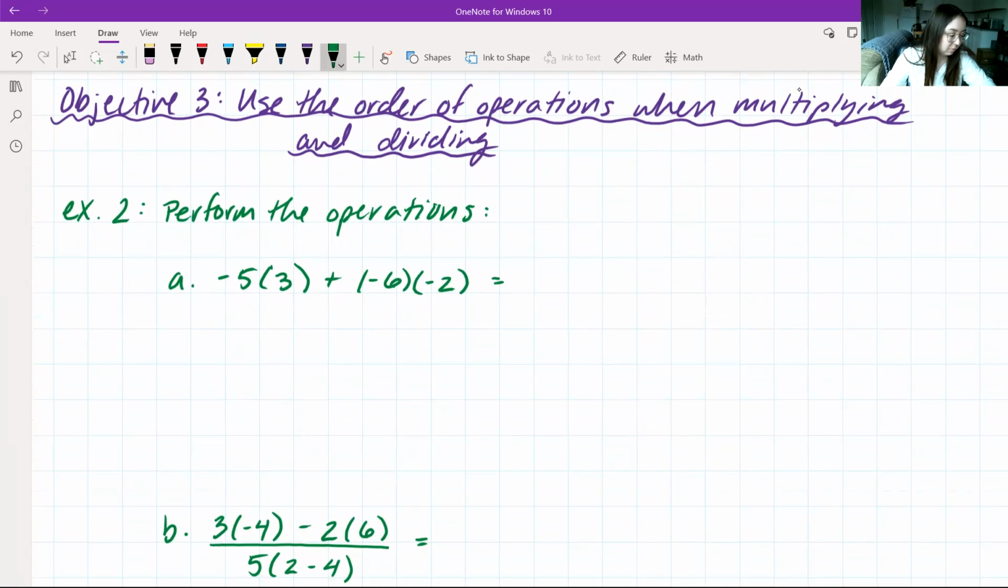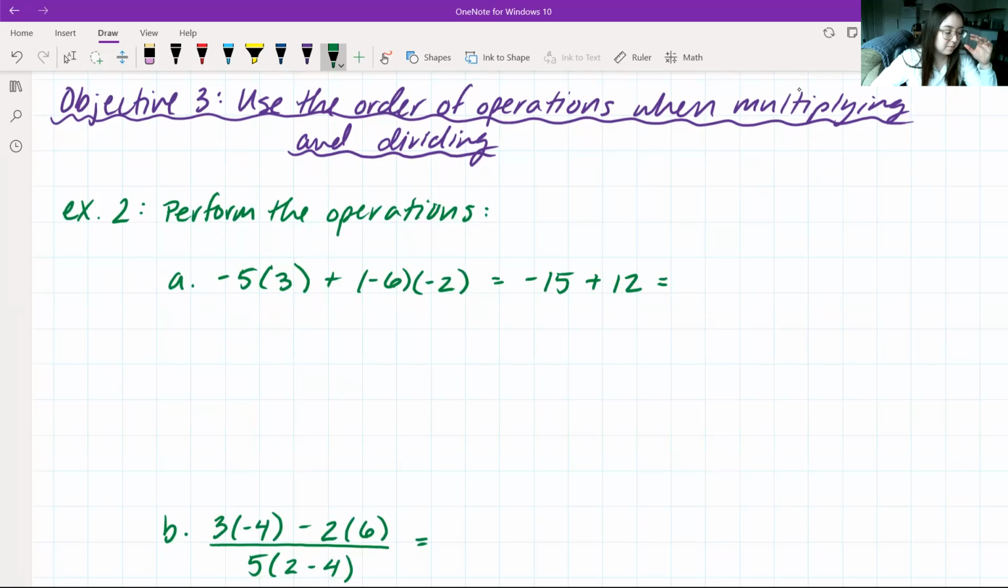So when we multiply -5 by 3, since we have a +3 and a -5, our answer is going to become negative. So we're going to get -15. Then we have plus -6 times -2. Since -6 and -2 have the same sign, they're both negative, we know that their answer is going to be positive. So we're going to get -15 plus 12.